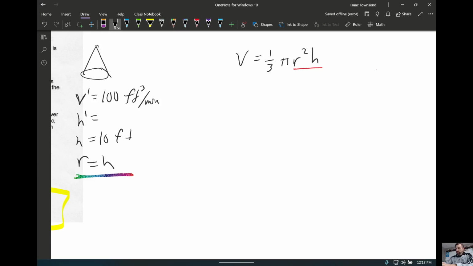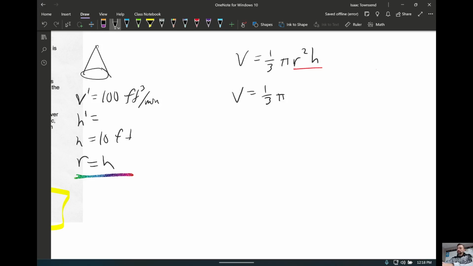R equals h. So I either want to replace this r squared with h squared, or I want to replace this h with r. Now if you're not sure, just go ahead and make one of those choices. Take the derivative, and this would be wrong. If I do it this way, I'm never going to figure out what h prime is because I don't have an h prime. So if you pick wrong, it just takes you 5 more seconds.